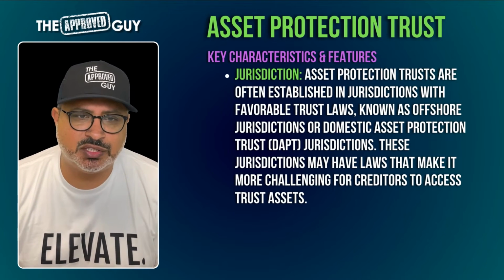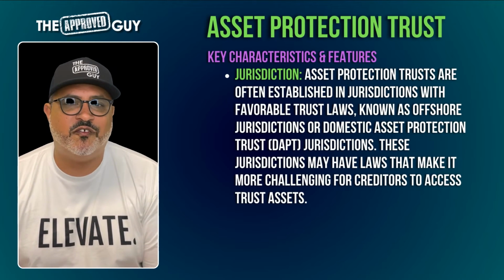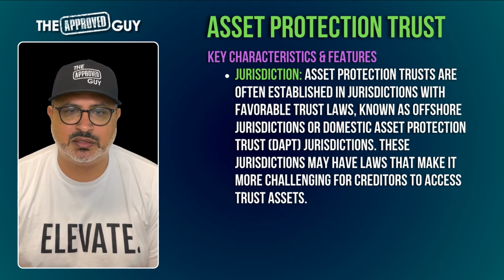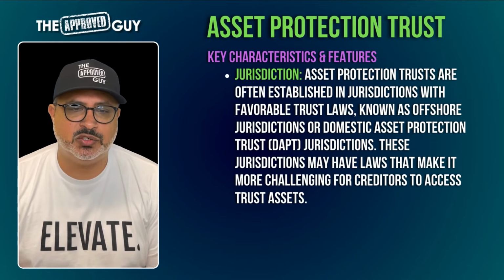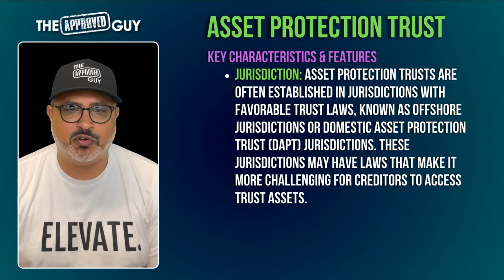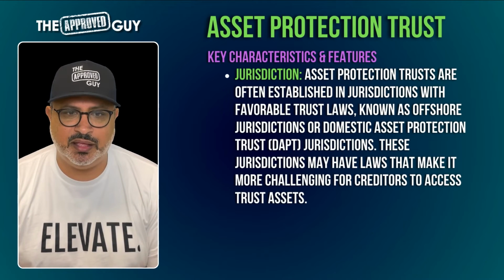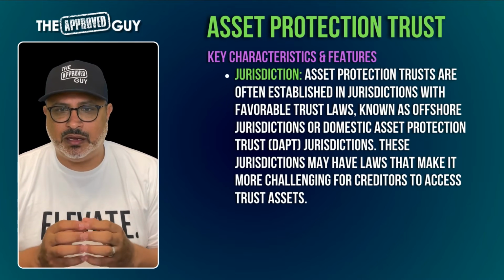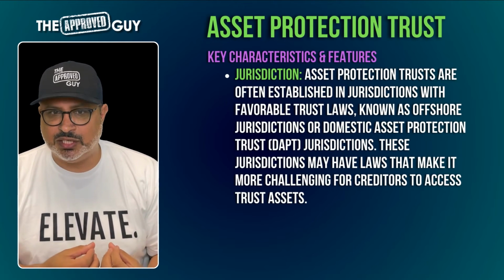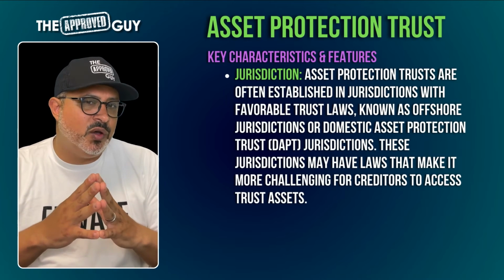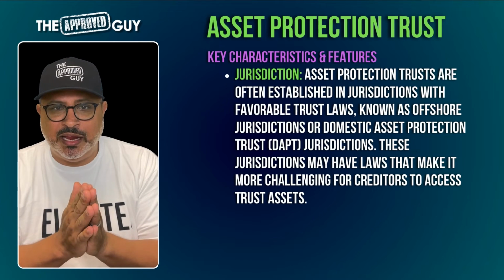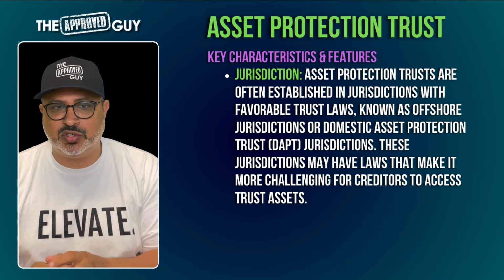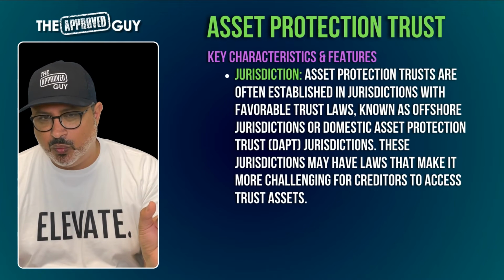Jurisdiction. Asset protection trusts are often established in jurisdictions with favorable trust laws, known as offshore jurisdictions or domestic asset protection trust jurisdictions. These jurisdictions may have laws that make it more challenging for creditors to access assets in the trust. So that is crucial, because there's only one or two states in the U.S. that are favorable in terms of jurisdiction. But even in those states, even though it is an irrevocable trust, a judge can still penetrate a domestic asset protection trust in most states, and it becomes more difficult in one or two specific states.